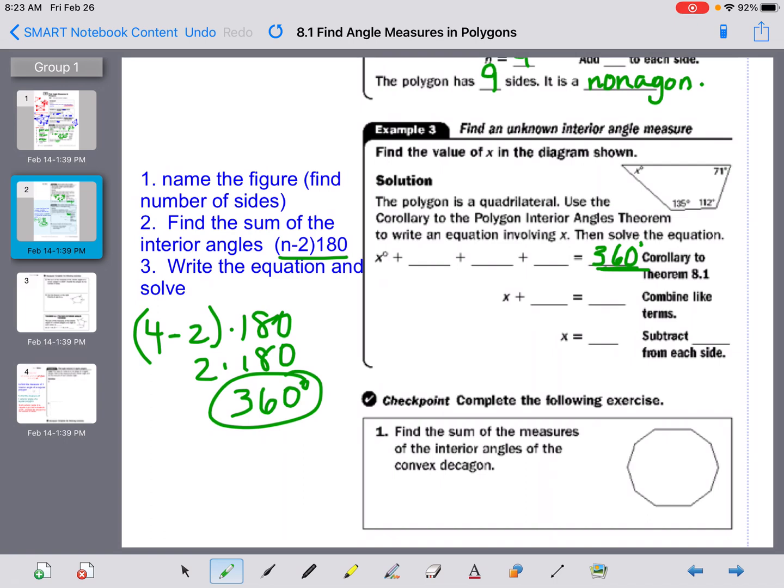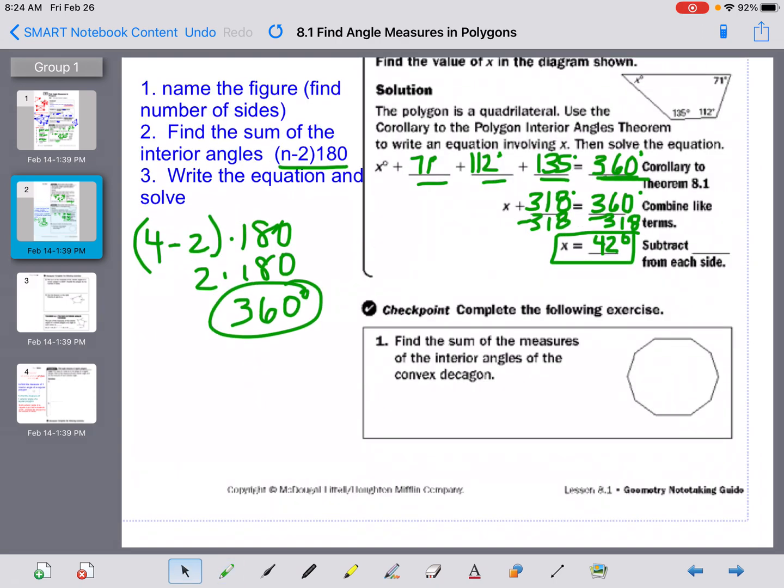So I'm going to add all my angles together. X plus 71 plus 112 plus 135 equals my 360. Get out your handy-dandy calculator, unless you're a really good adder. 71 plus 112 plus 135 equals 318. I'm trying to get x by itself. It has 318 being added to it, so do the opposite, which is subtract 318. 360 minus 318 leaves me with 42. So that x up there is 42 degrees. Okay.